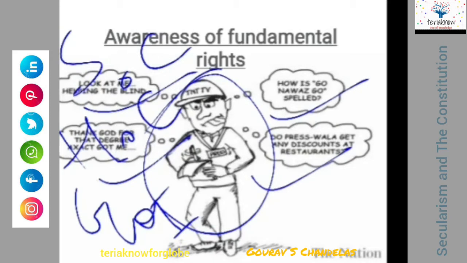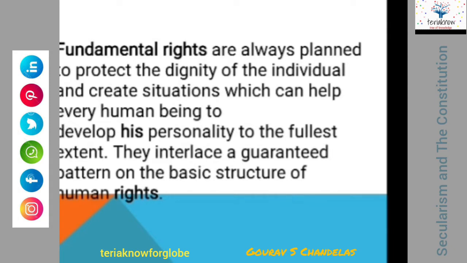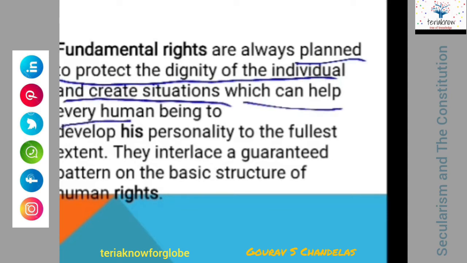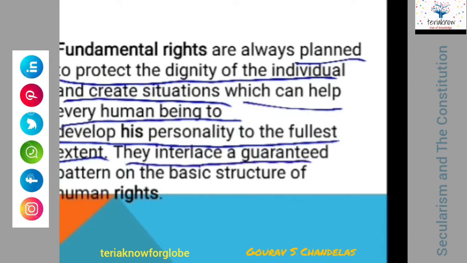Why did fundamental rights come into existence? Because of this reason: for combating social stigma, for combating social injustice. Understood? So these things were very much important. Now, fundamental rights are always planned to protect the dignity of the individual and create situations which can help every human being to develop his personality to the fullest extent, and they lay a guaranteed pattern on the basic structure of human rights. So its prime motto is to protect the dignity of an individual and create situations which can help every human being to develop his personality. Understood? So it is very essential for human beings who reside in the country.